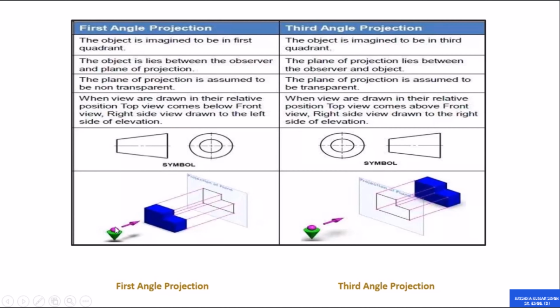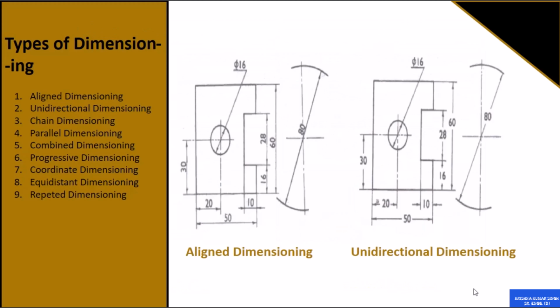Next, the types of dimensioning. On the left side you can see the types of dimensions: aligned, unidirectional, chain, parallel, combined, and so on. On the right side you can see the aligned dimension and a next example. Actually, dimensions are a very important part. It is very necessary to learn how a drawing can be presented with dimensions, so that it looks good, impressive, and informative.